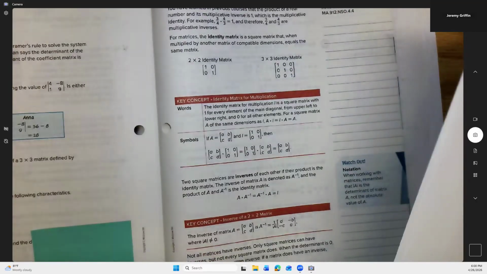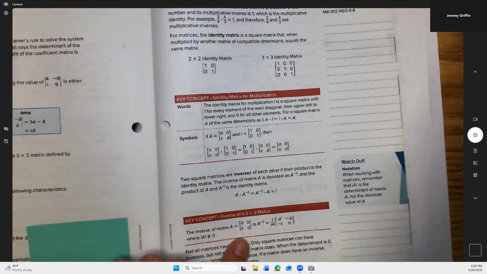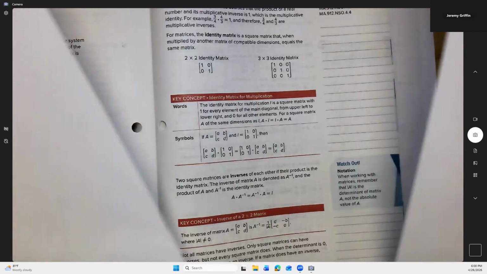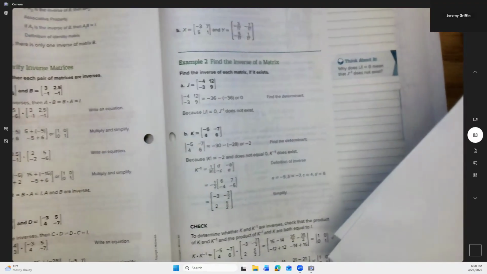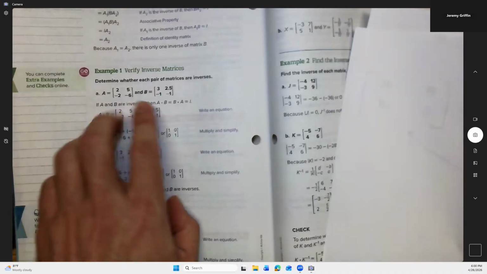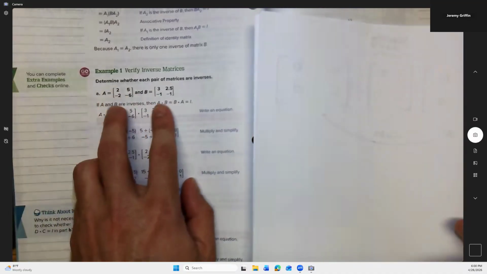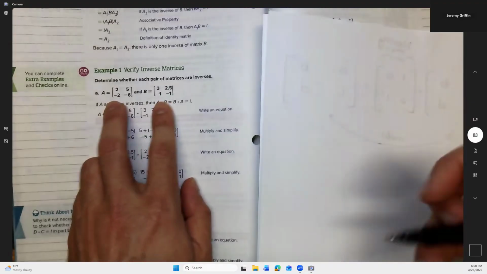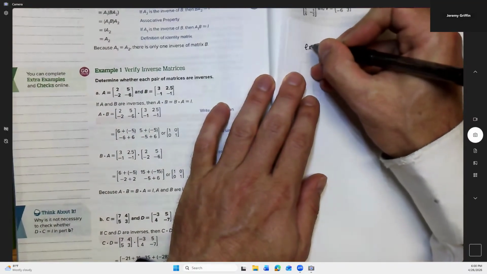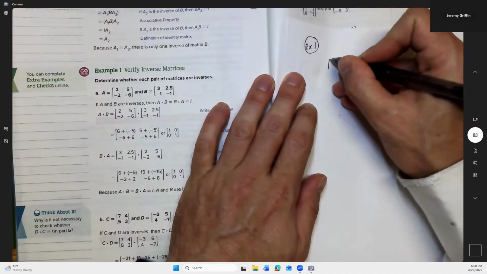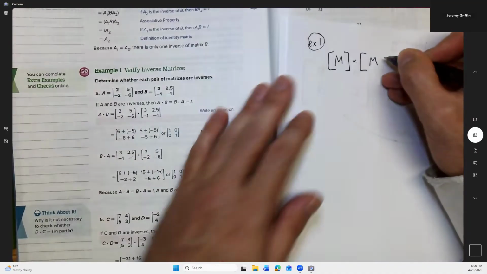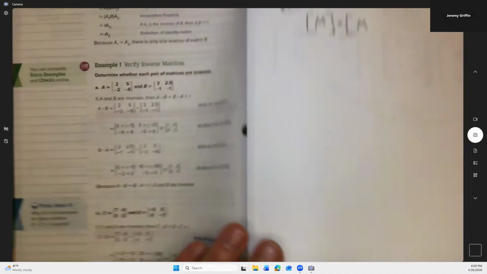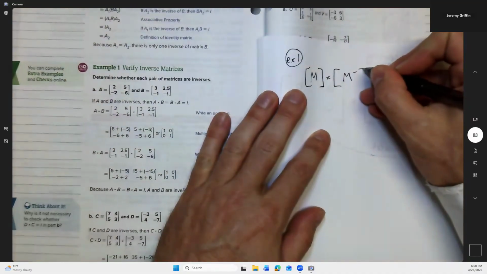Now, what if we find an inverse? They have some examples coming up, so we'll run into some. Let's just go through their examples. Example 1: determine whether each pair of matrices are inverses. The idea is that if you multiply a matrix times its inverse, you should get the identity matrix, which in the case of a 2 by 2 would just be 1, 0, 0, 1.